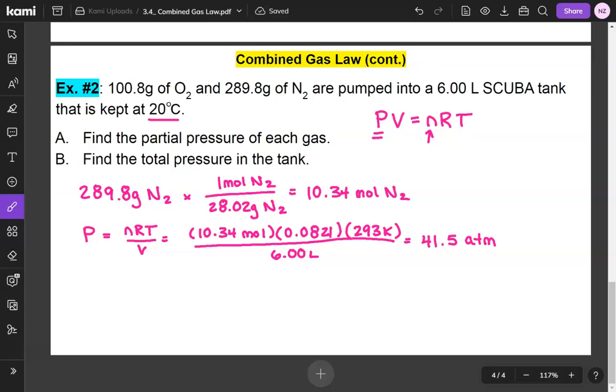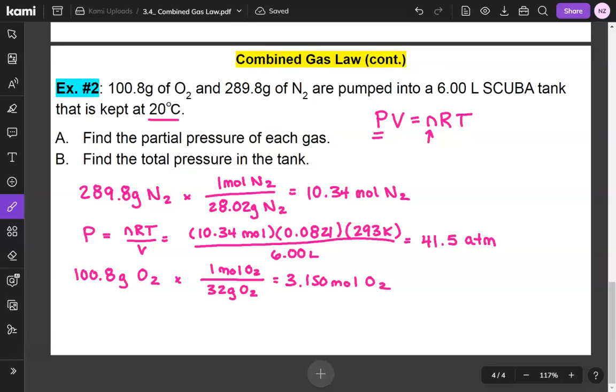So that was for nitrogen. We're going to do the same thing for oxygen now. So for oxygen, it's 100.8 grams of oxygen. We're going to multiply that by oxygen's molar mass. So O2 is 32 grams of oxygen in 1 mole of oxygen. So we end up with 3.150 moles of oxygen.